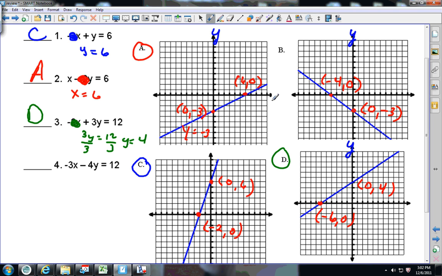This one's got to be B, but let's look at it for a second. If I cover this up, I get negative 4y equals 12. Divide by negative 4. Y equals negative 3. Y is negative 3. Sure enough, the answer is B.